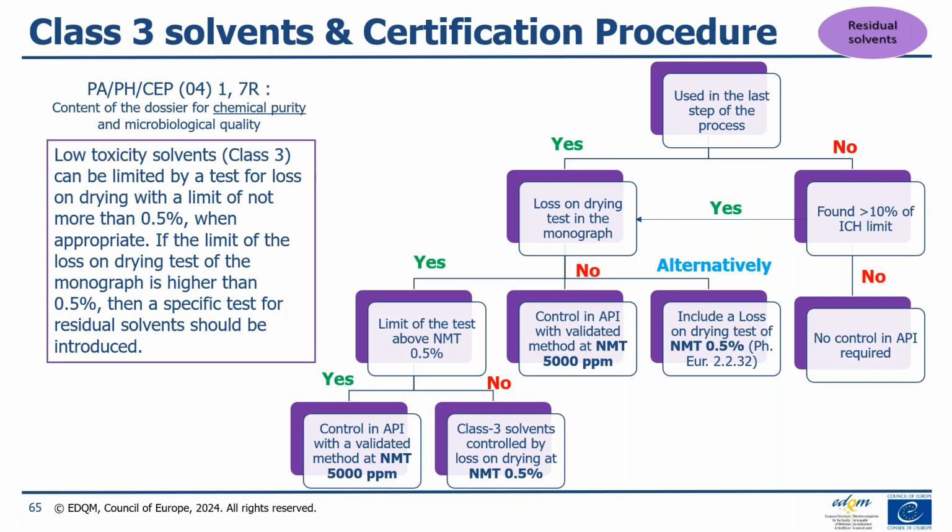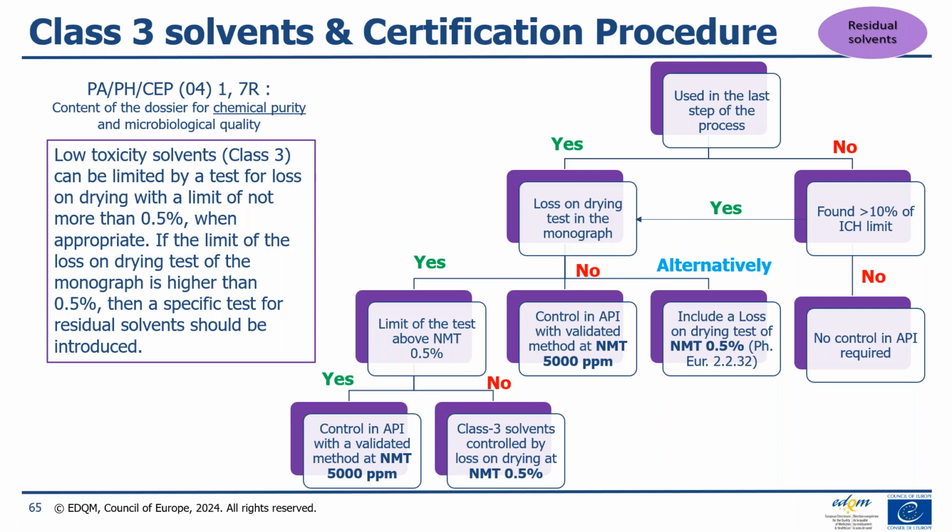So if it's used in the last step and there is a test for loss on drying, then you have to check if the test of loss on drying is above or below not more than 0.5%. If it's above 0.5%, sorry, the control in the API with a validated method at ICH limit is required. Otherwise, you can use a test for loss on drying. And if there is no test for loss on drying in the monograph, then a control in the API with a validated method has to be implemented.